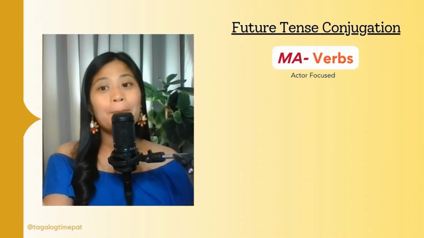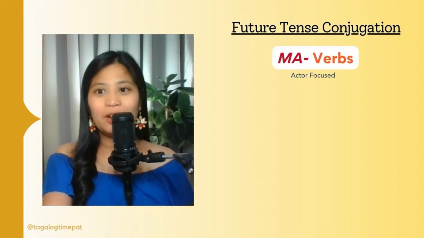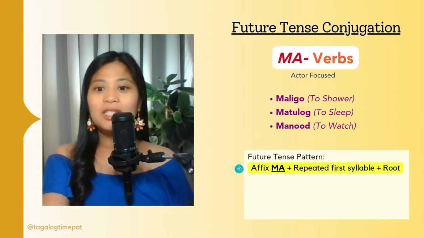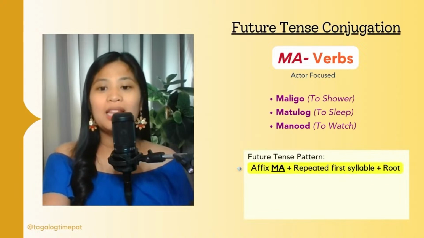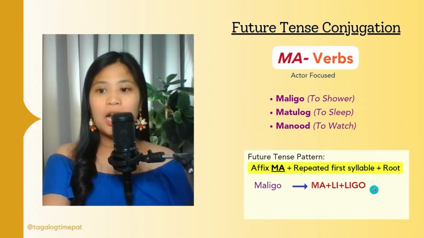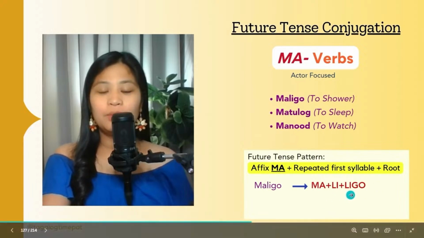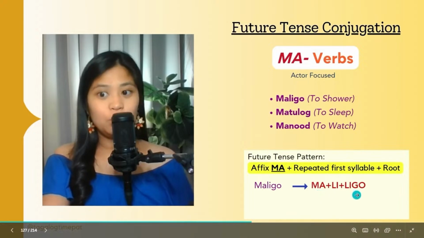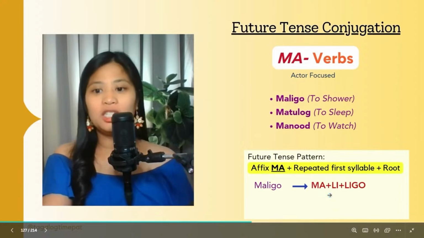Next, let's take a look at ma verbs. It's a very similar pattern to the mag verbs. Again, here are some ma verbs. Maligo, to shower. Matulog, to sleep. Manood, to watch. In the future tense, here is the pattern for ma verbs. Now the affix is ma, then there's a repeated first syllable, and then it's the root. So maligo, to shower, in the future tense will be maliligo. The affix is ma, then there's a repeated first syllable, and then it's the root. Maliligo ako, I will take a shower.